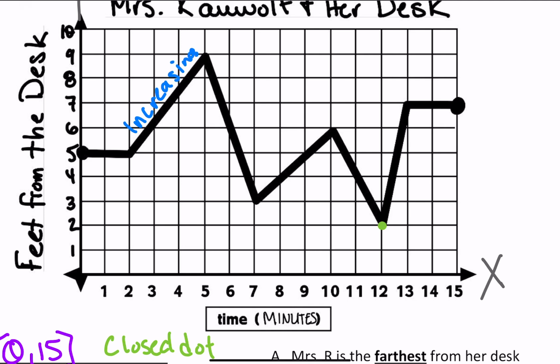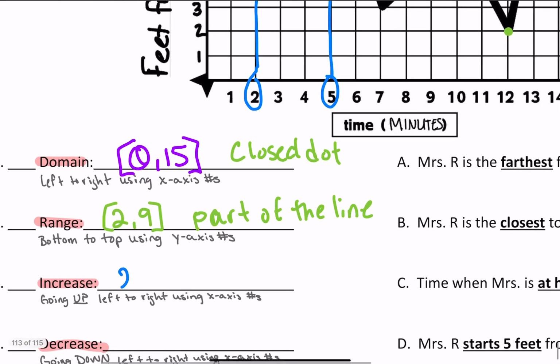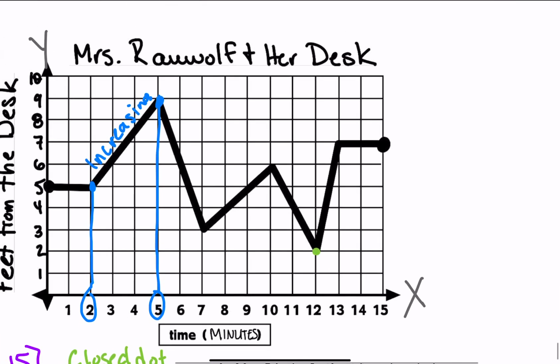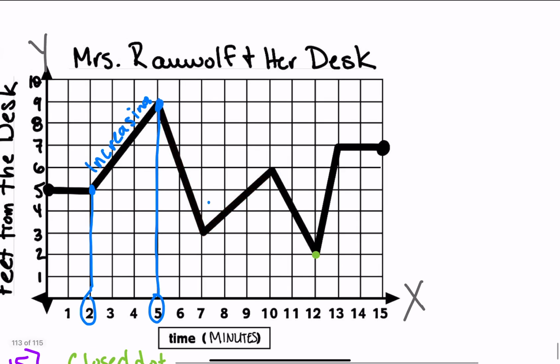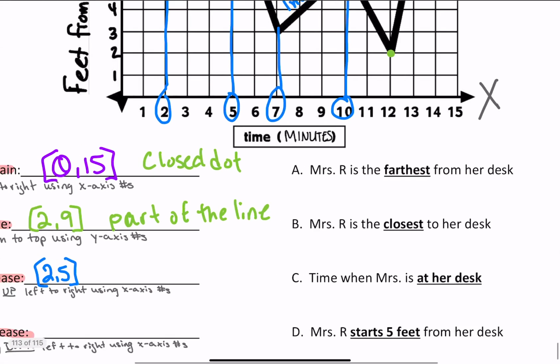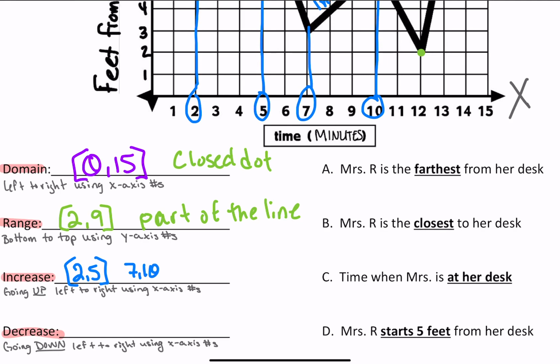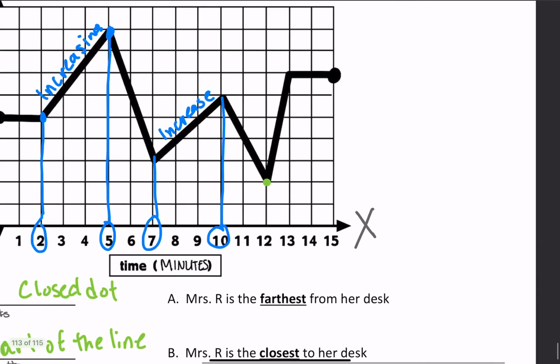Right? And then it starts increasing right here at time 2 and stops increasing here at time 5. So we go 2 to 5, and both of those were part of the line, so I use closed brackets. Then I look at my graph, and I'm not increasing here, but then I start increasing again. So here's my increase because it's going up. And it starts increasing at 7 and stops increasing at 10. So we go from 7 to 10. And both of those were part of the line on the graph, so I have closed brackets.